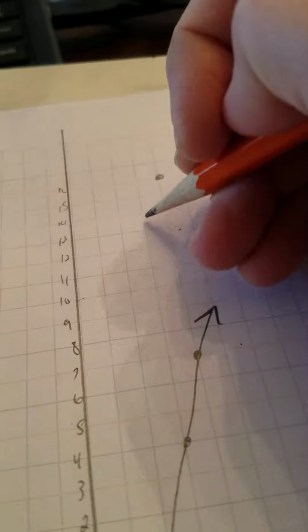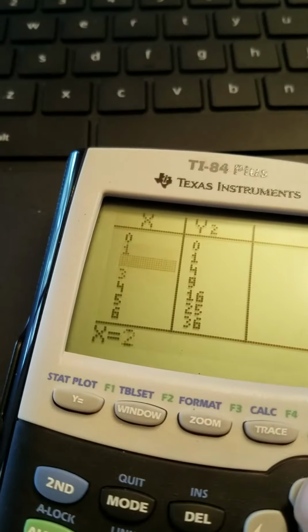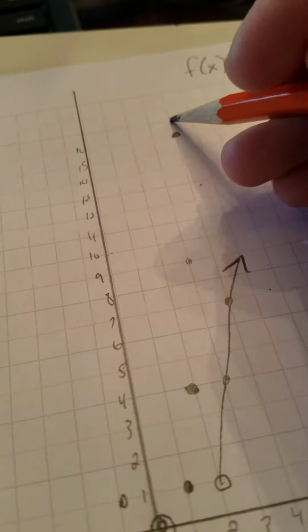I would have 3, 9. So I'm going to get my points in. 3, 9. It looks like on my calculator I have 2, 4. I have 0, 0. Let me go back to my table here. So 0, 0. I have 1, 1. I think I'll do 1 negative. Negative 1, 1. And if I look, there is my parabola.